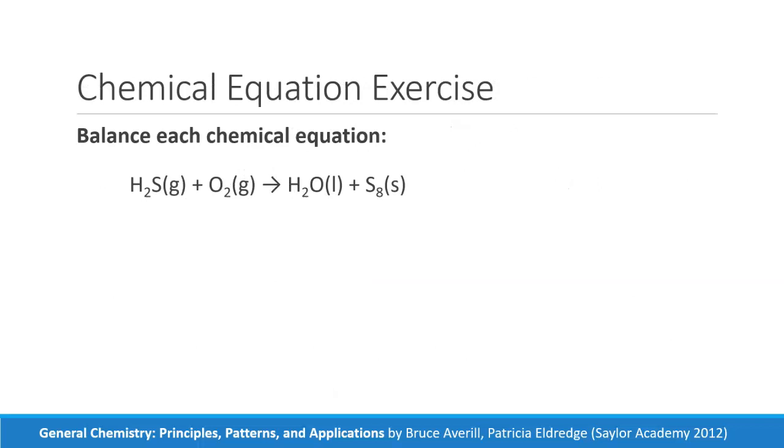So let's run through some more examples. We're going to start out simple and get a little bit more complex. Okay, so from the last video, if you remember, one of the first things I did was I drew a line underneath the arrow to separate the reactants from the products. And then I listed each type of element that I had. And this is just so that I can look and see how many atoms that I have on each side.